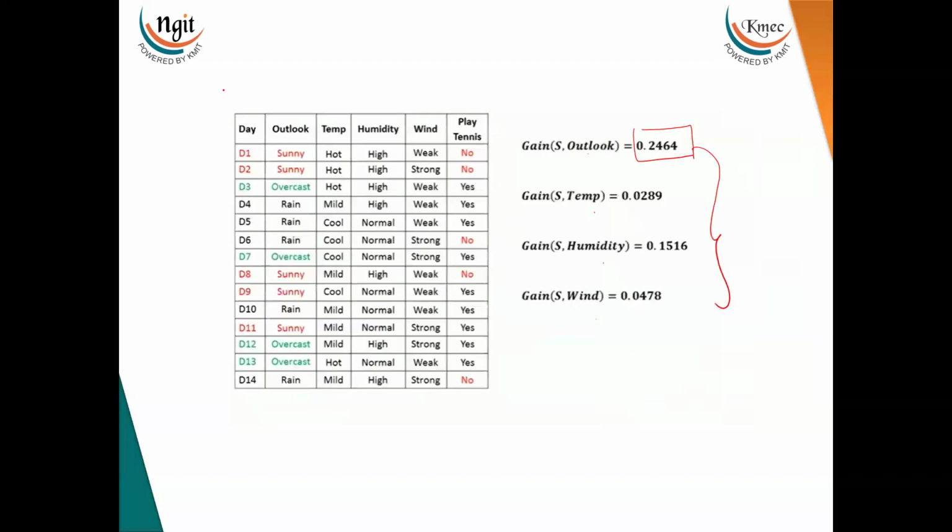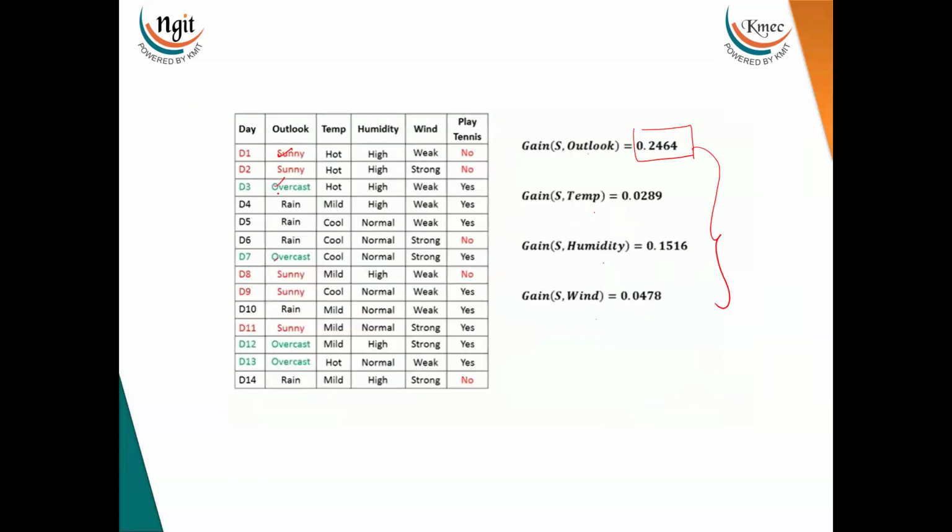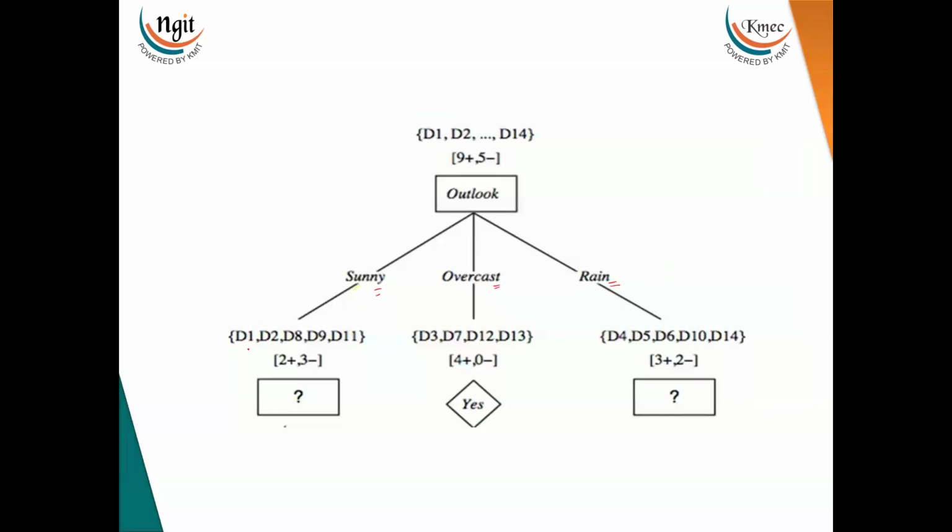And coming to the outlook, we have sunny, overcast, rain. So we have written sunny, overcast, rain. And in sunny, you check here how many sunny values are there. So sunny we have D1, D2, D8, D9, D11. The same thing I have written here. In this we have 2 plus 3 minus, where we can't decide yes or no. Why? Because we don't have equal numbers. So further we have to split this particular attribute.